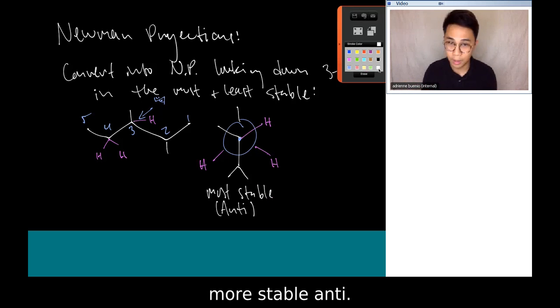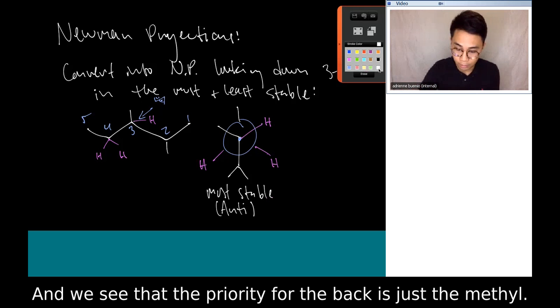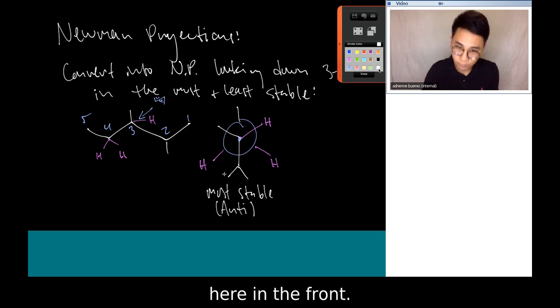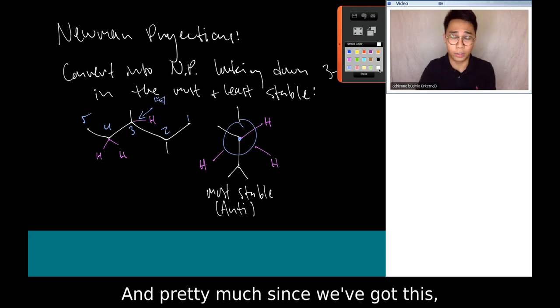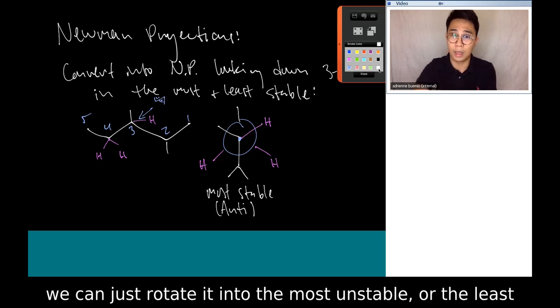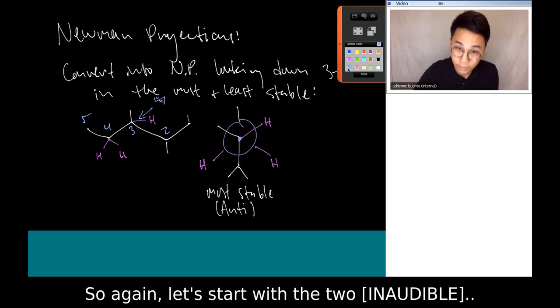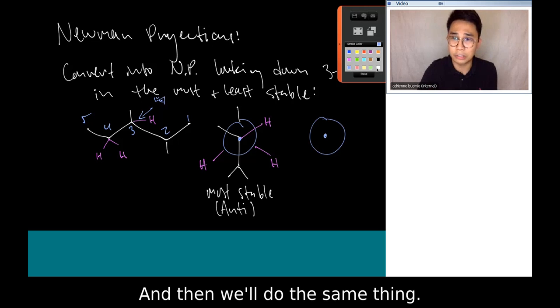Most stable anti, and we see that the priority for the back is just the methyl. So we're comparing the methyl against the isopropyl here in the front, right? And pretty much since we got this, we can just rotate it into the most unstable, or the least stable, I guess, which is the eclipse, right? So again, let's start with the two dots, and then we'll do the same thing.